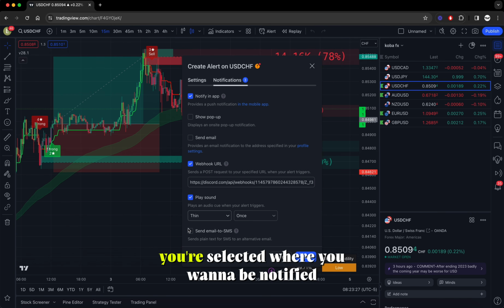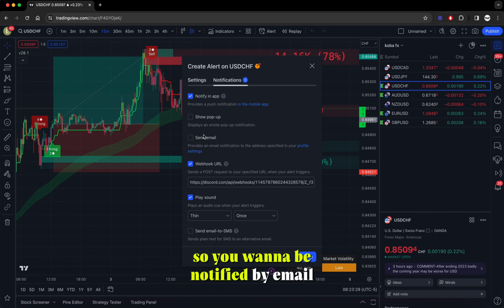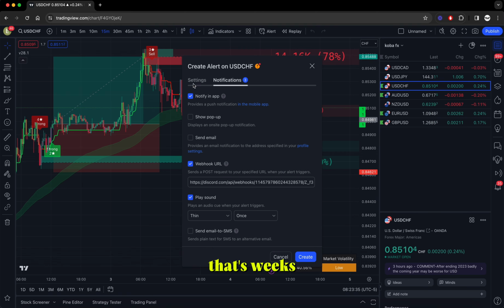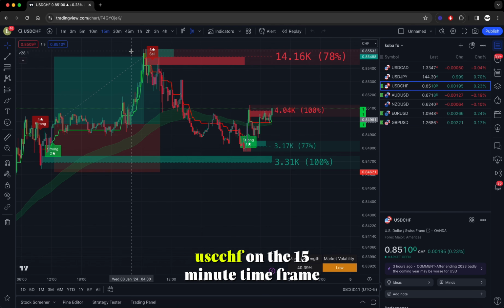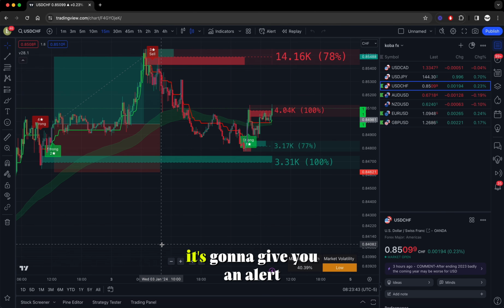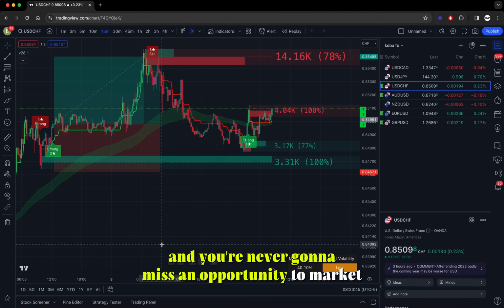Notifications, you're going to select where you want to be notified. So you want to be notified by email. Do you want to show a pop-up on a screen? Do you have the mobile app? It's really up to you. That's where you select where you want to be notified. Then you just hit create. So now every single time that there's an alert on USD CHF on the 15-minute time frame, it's going to give you an alert and you're never going to miss an opportunity in the market.